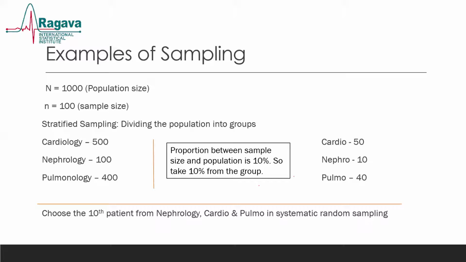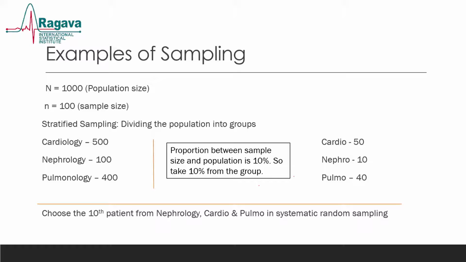From that, you can choose the random case sheets in each of these specialties to make sure that the cases have been given a probability. I mean, the cases have been given an opportunity for review in your retrospective chart review.